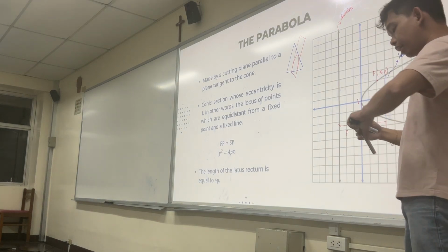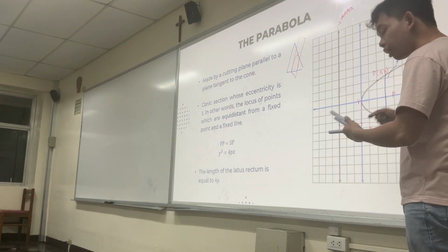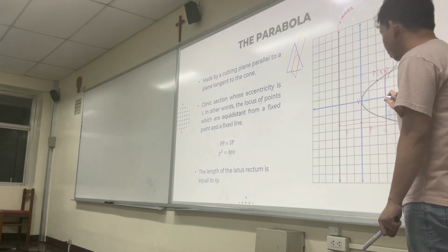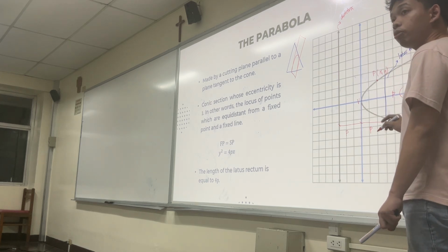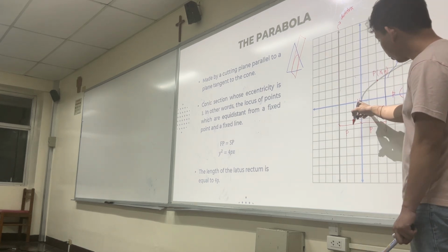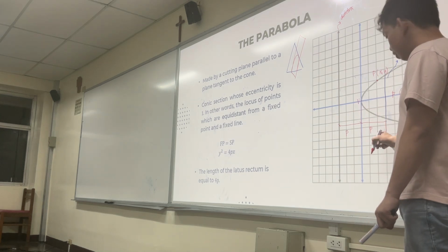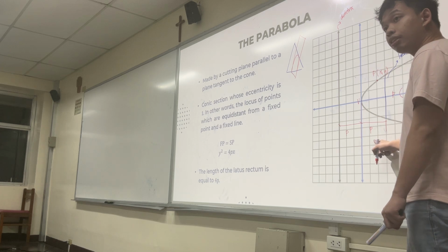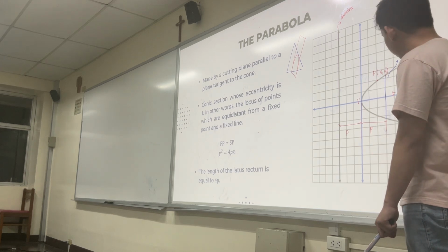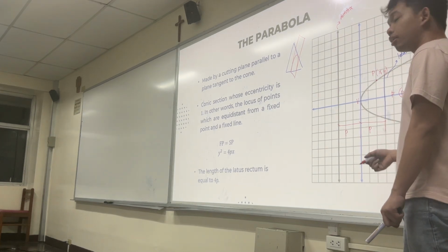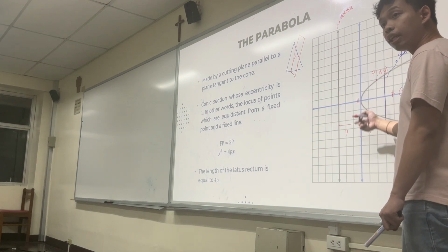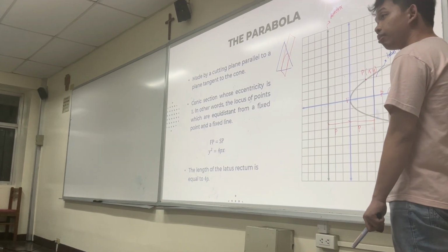Now, if you want to get the location of your focus, what would be its coordinates? What would be the location of your focus? You check. What's the x coordinate? P units. Kita nyo? This is P units. What about its y coordinate? Isa ka siya from the origin or wala? Wala. So in short, this is 0.